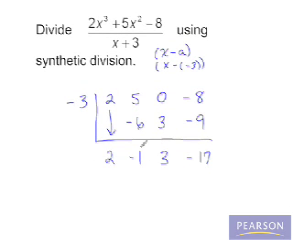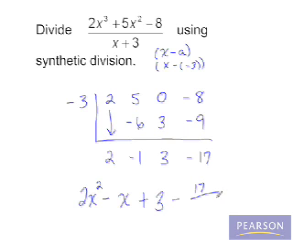Now it's time to translate our final row of values here into the quotient of our problem, the actual solution to our problem. And since our dividend started with a cubic term, we decrease that by 1 when we begin our quotient. So since our dividend started with an x cubed term, our quotient will start with an x squared term. So that gives us 2x squared minus 1x, or minus x, plus 3. And now we have our remainder, negative 17 over the divisor, x plus 3.